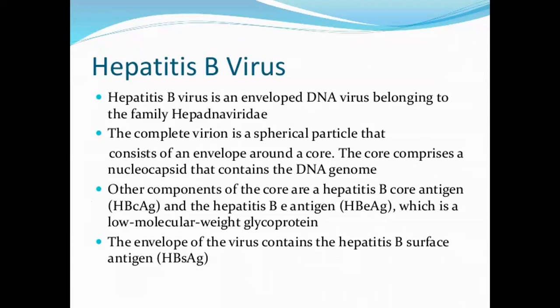So now we move on to the hepatitis B virus. The hepatitis B virus is an enveloped DNA virus belonging to the family Hepadnaviridae. The complete virion is a spherical particle that consists of an envelope around a core. The core comprises a nucleocapsid that contains the DNA genome. The other components of the core are hepatitis B core antigen and the hepatitis B e antigen, which is a low molecular weight glycoprotein. The envelope of the virus contains the hepatitis B surface antigen.